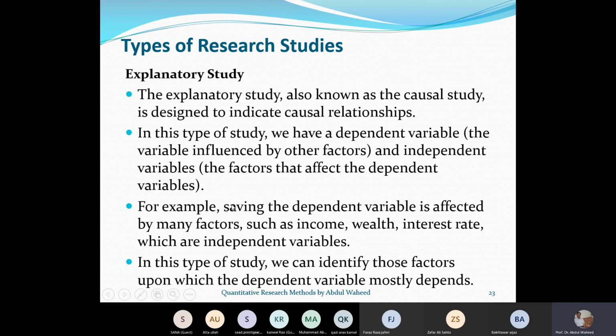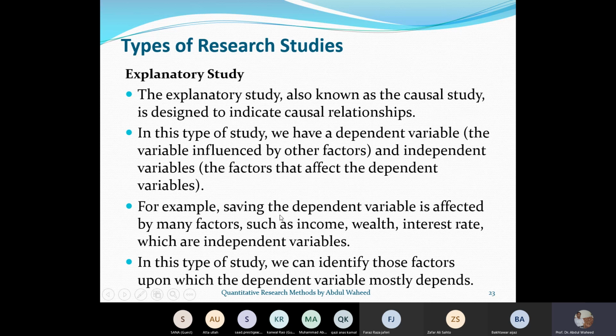Because your income is affecting your saving, but your saving affects your wealth. You are saving more, so your wealth increases. And then also if your wealth increases, then you are saving more. So here we are expecting bidirectional causality.